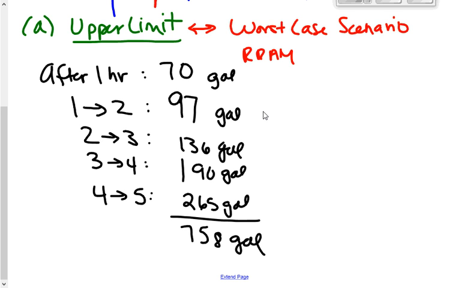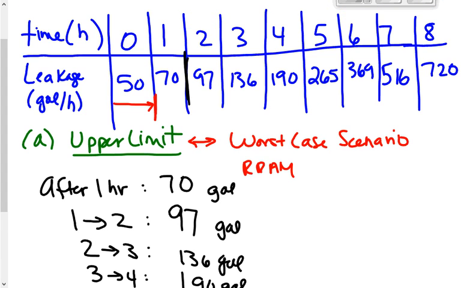So if taking our RRAM, if taking the upper values on the right side of the interval gives me an upper limit, or the worst case scenario, what do you think I do to get the lower limit, or the best case scenario?